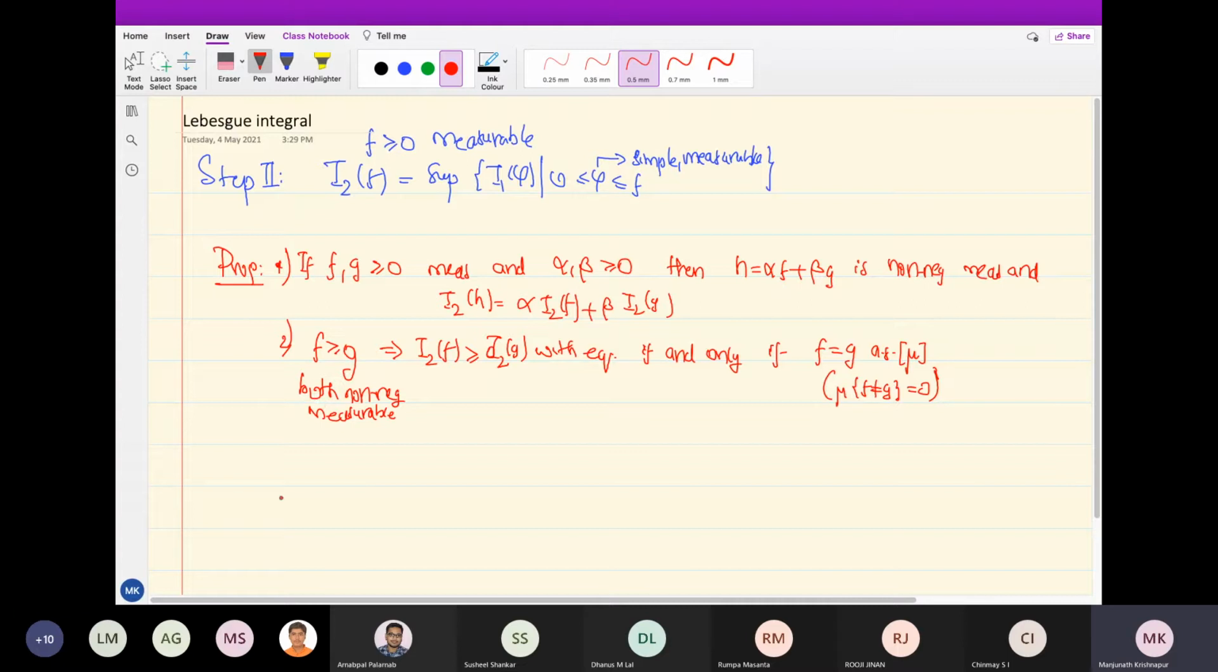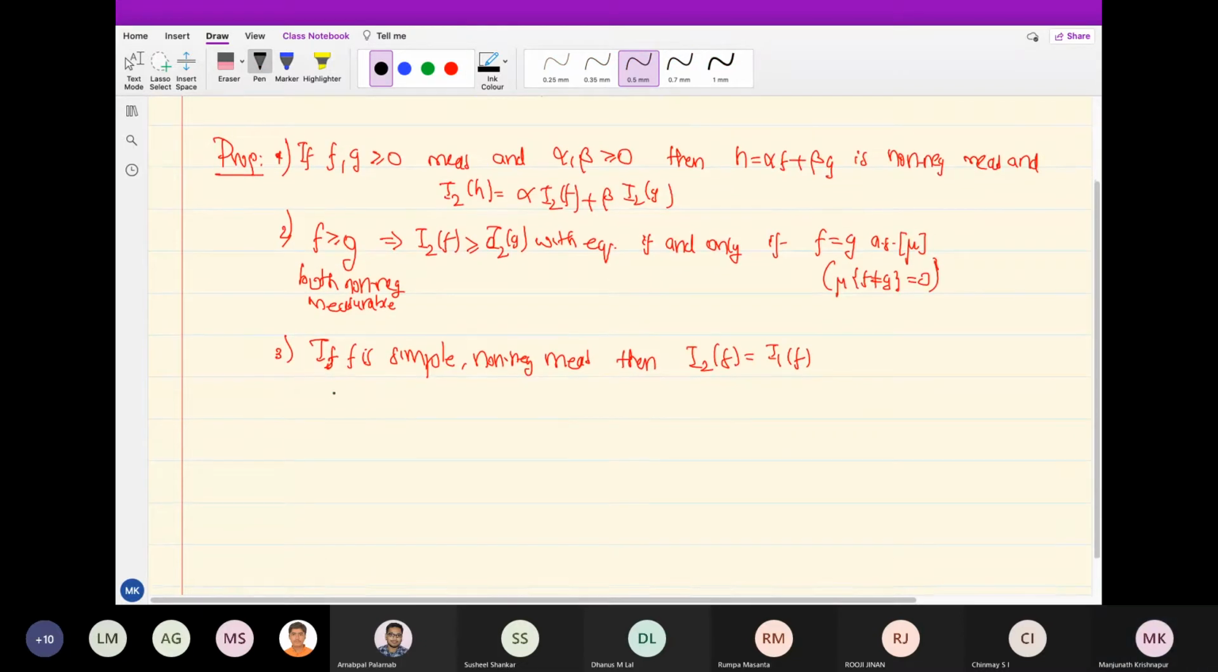Both non-negative measurable. Another thing that I want to prove, let me write down: if f is simple non-negative measurable, then I2 of f is the same as I1 of f. Okay, so these are the things I want to prove. And then we will be able to proceed to step 3.